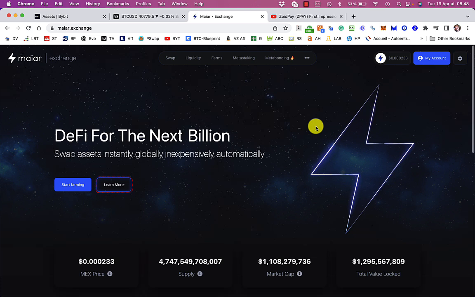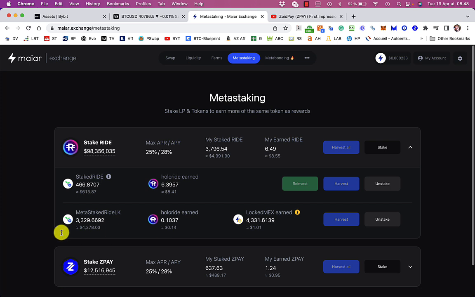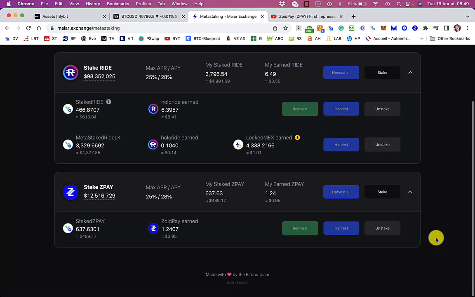Now, the other day I was talking about ZoidPay and there were a couple of comments asking if you could make liquidity tokens with ZoidPay and eGold and then stake the LP tokens. The idea is the same as what I'm doing with Ride. For example, I've got this Ride here, and what I've got staked is the Ride itself, and then I've got the LP tokens that I had previously in the farm staked as well. So the question is, can we do the same for ZoidPay?